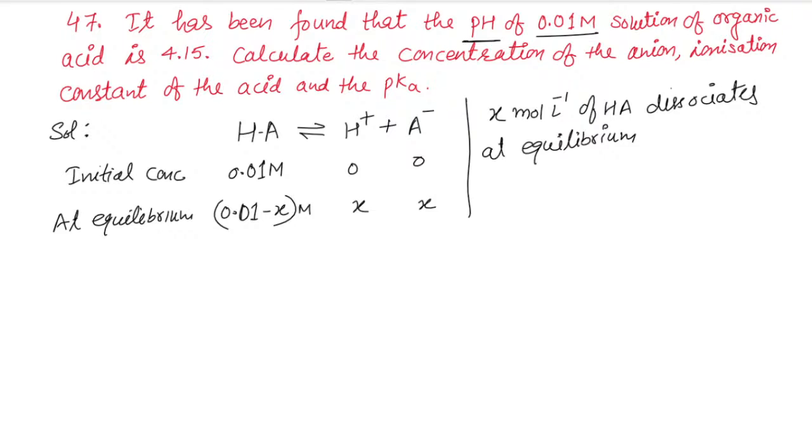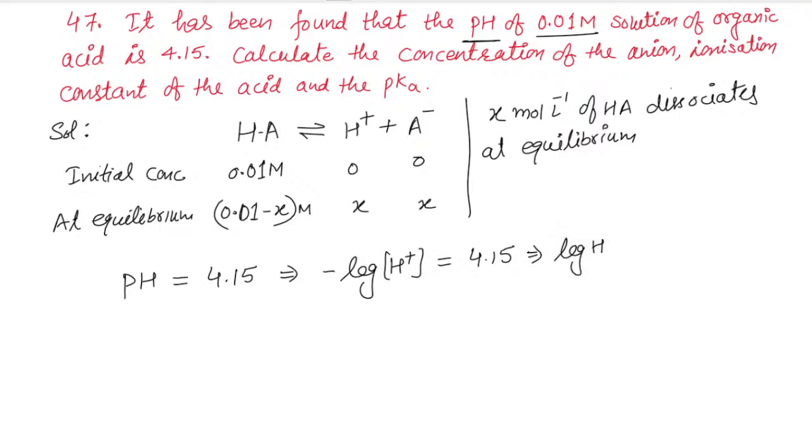That means from the pH, let us calculate the H plus ion concentration. So pH is 4.15. That implies log of H plus ion concentration is equal to minus 4.15. So what is the H plus ion concentration? That is equal to the anti-log of minus 4.15, but we cannot calculate the anti-log of a negative number.